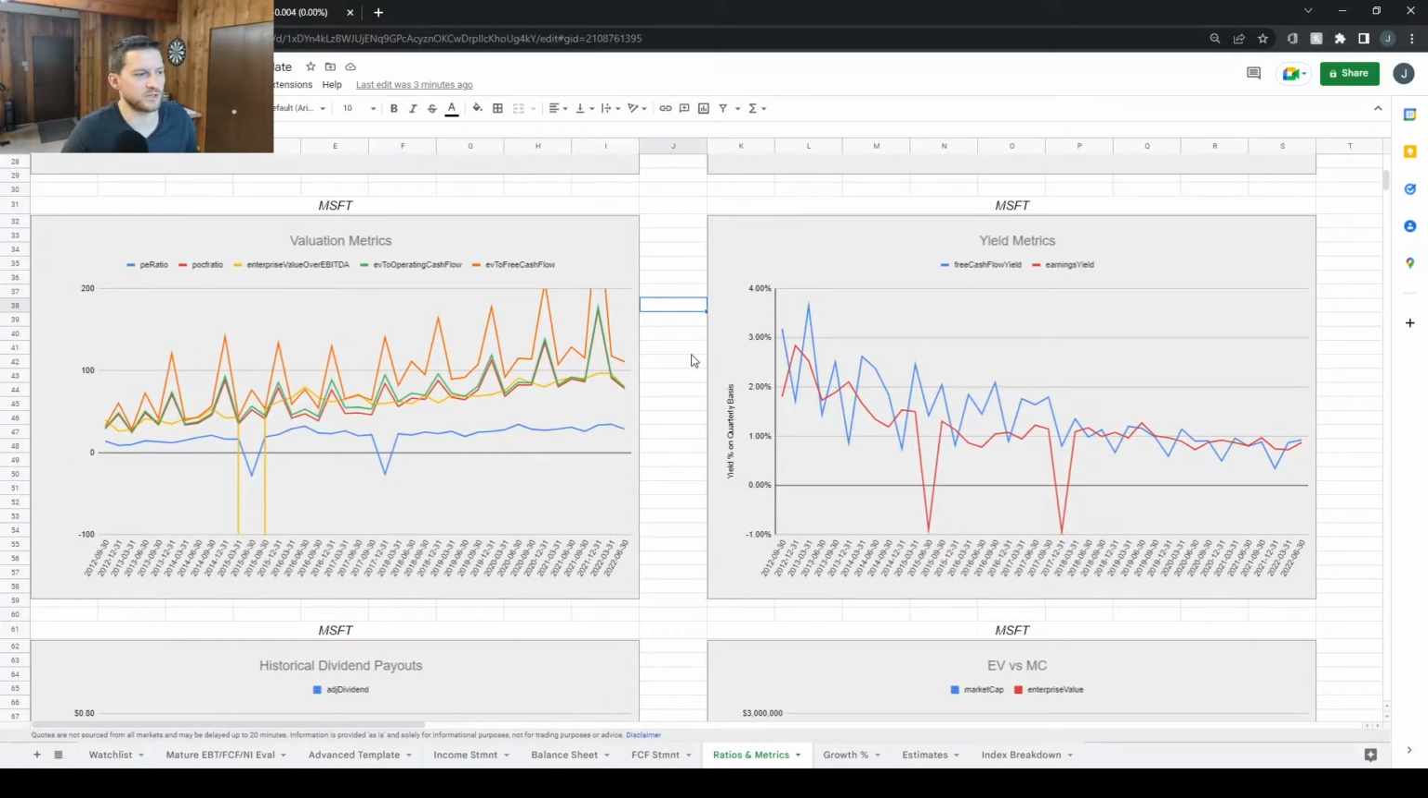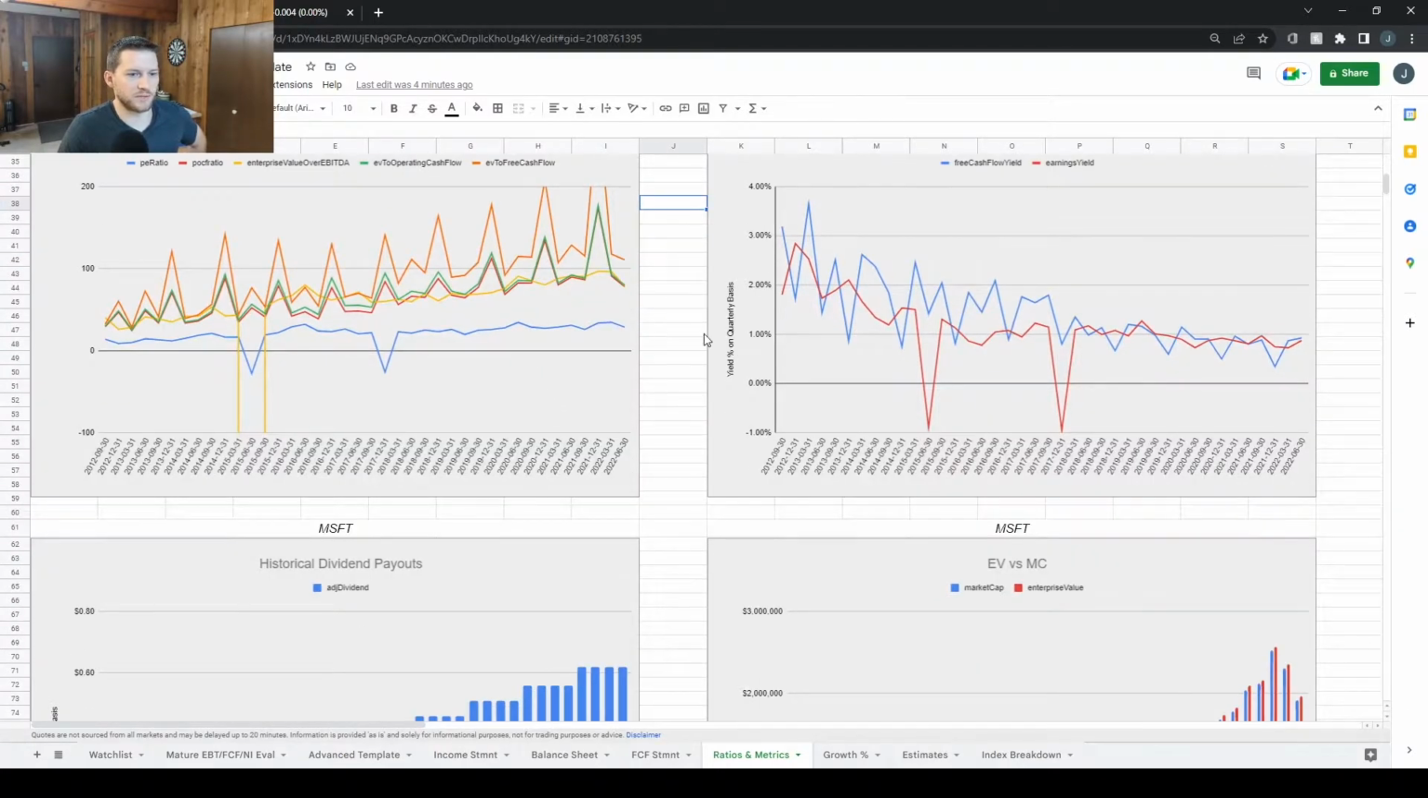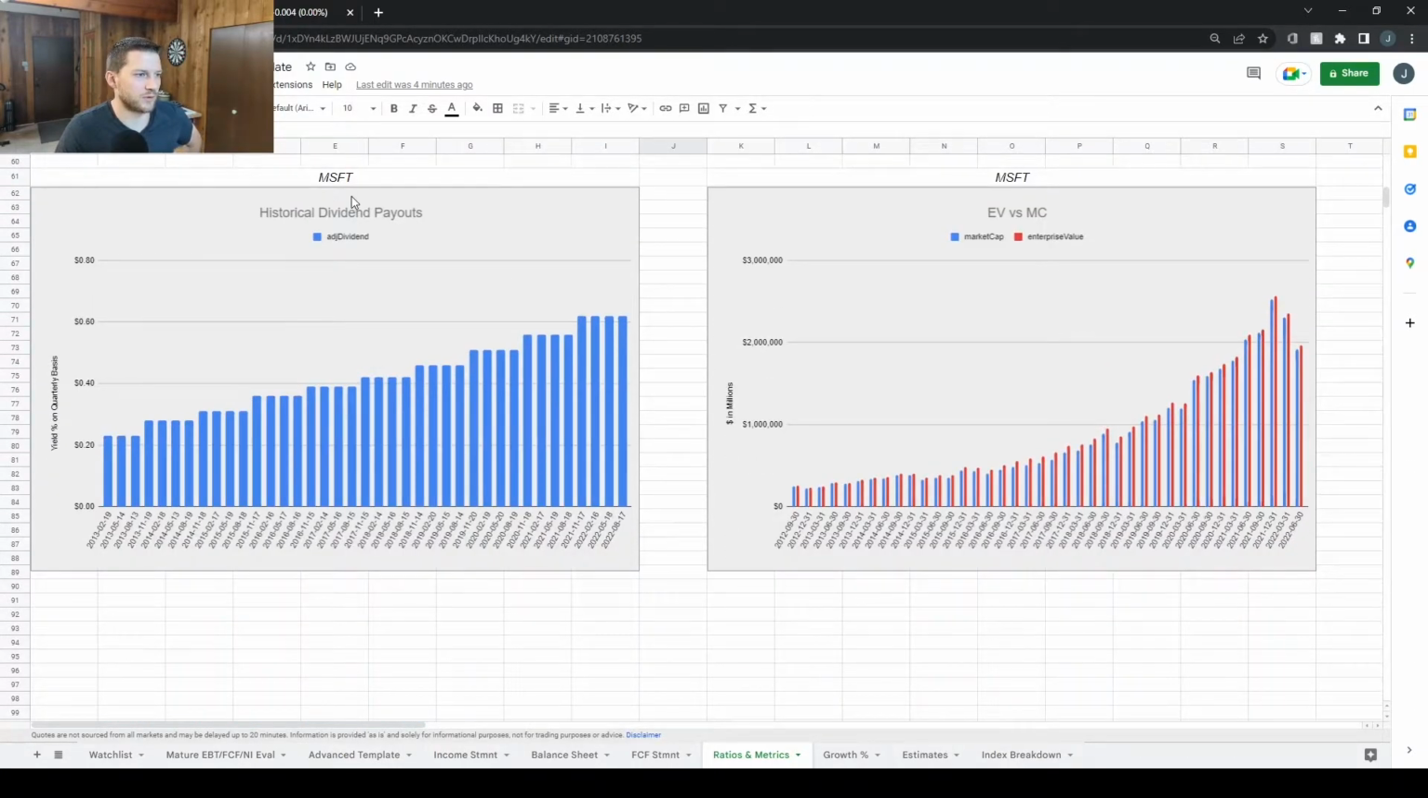All right, valuation metrics. We can see that they've had multiple expansion fairly steadily over the last 10 years, with these valuation metrics increasing and yield metrics decreasing, inversely correlated, right? So if one goes up, the other is going to go down. Historic dividend payouts have been steadily increasing. I think they pay about a 1% dividend right now, and they've had an average of about 10% dividend payout growth per year. Market cap and enterprise value have been staying somewhat in line, so no large amounts of outstanding debt or cash changes.